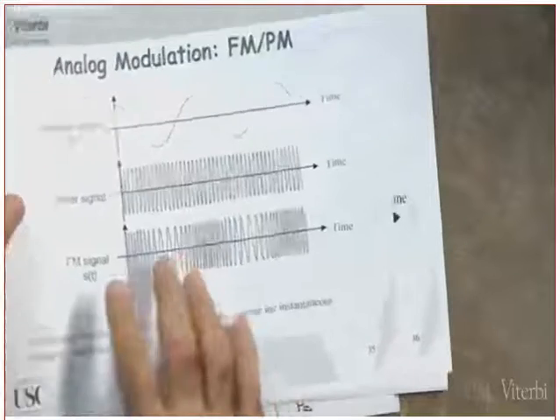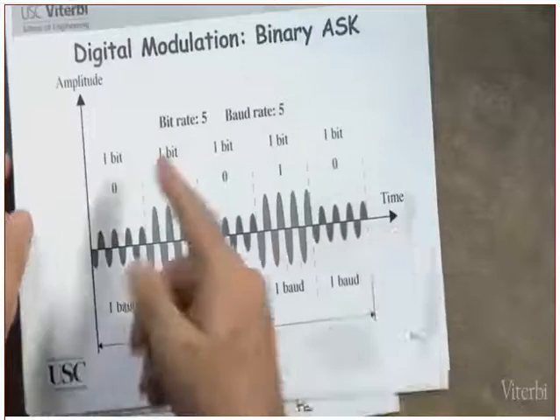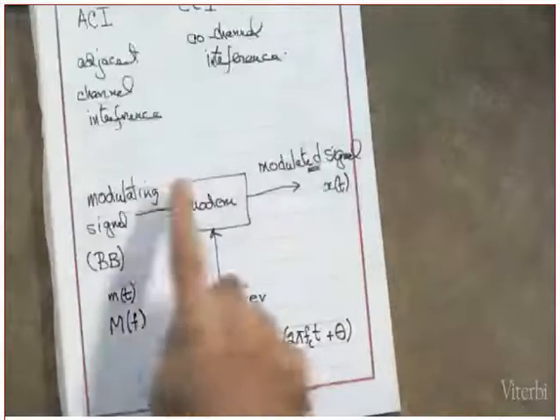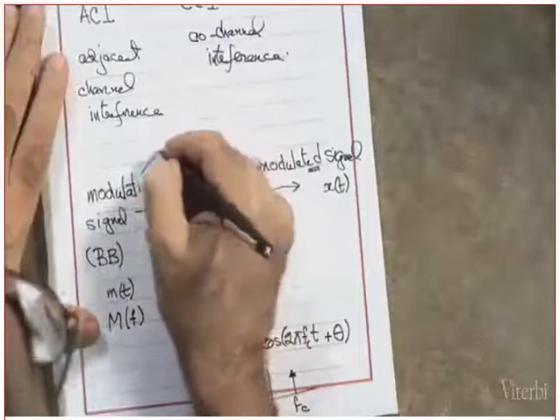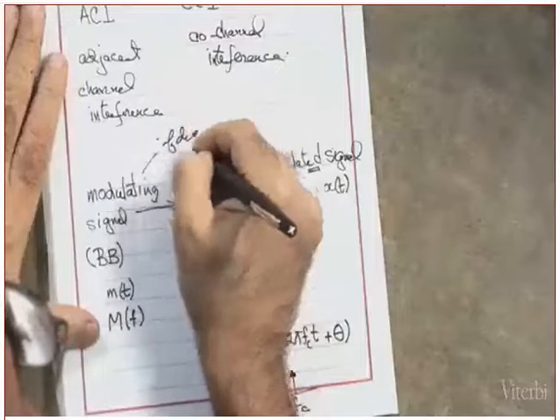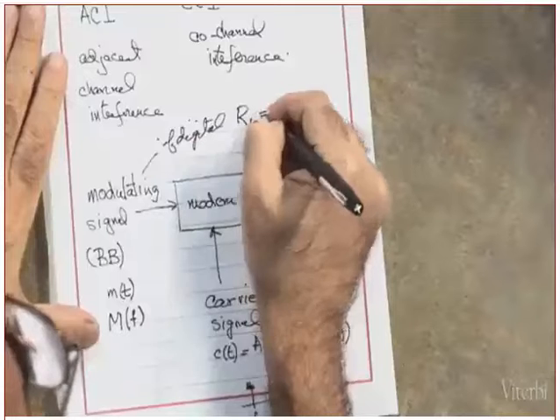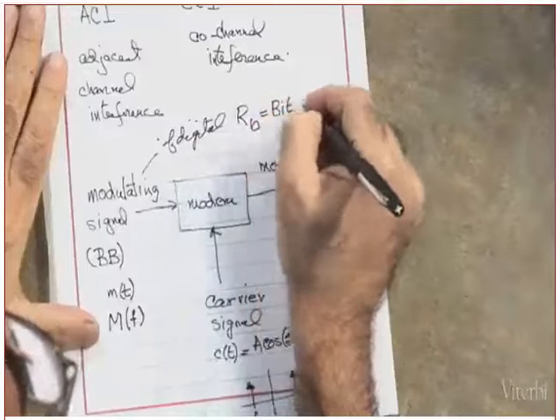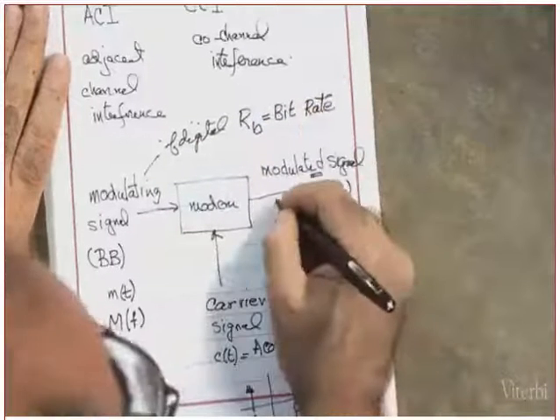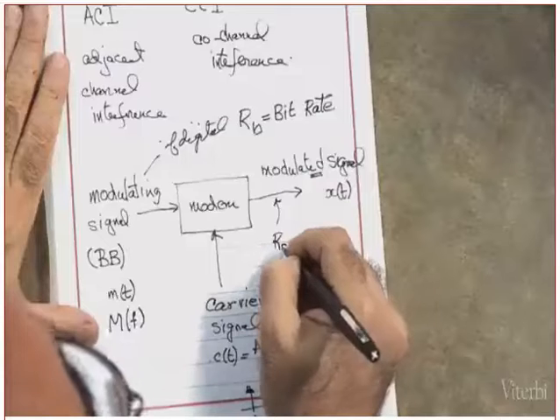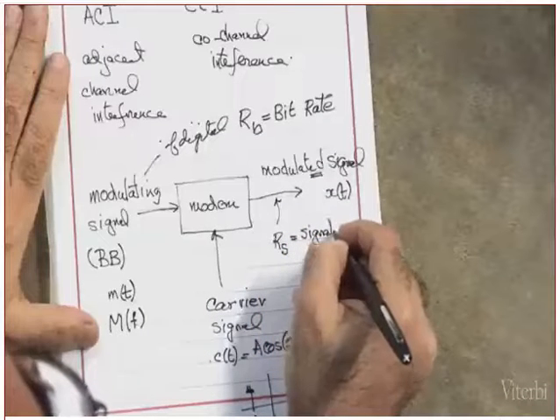Did you understand this? Tell me, what do I have here? What did I do here? The modulation now is what? The information is digital. That's what we are interested in. If digital, we are going to be talking about R sub B. R sub B stands for the bit rate. Clear? And what am I going to talk about in here? I'm going to talk about R sub S, which is the signaling rate.